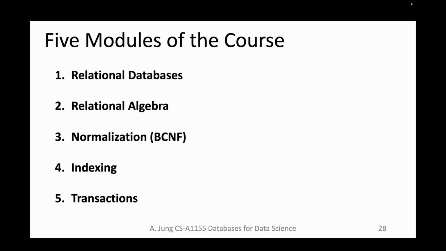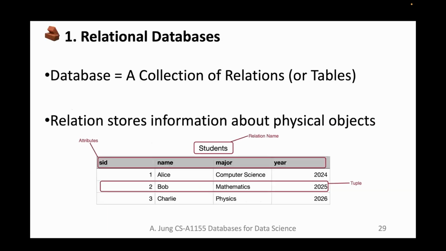Okay, so now we will have 5 modules. The course consists of 5 modules where you will learn all the nitty-gritty details of working with such relations. We will start with the first module, relational databases, second module, relational algebra, third module, normalization, fourth module, indexing, and the last module is on transactions.